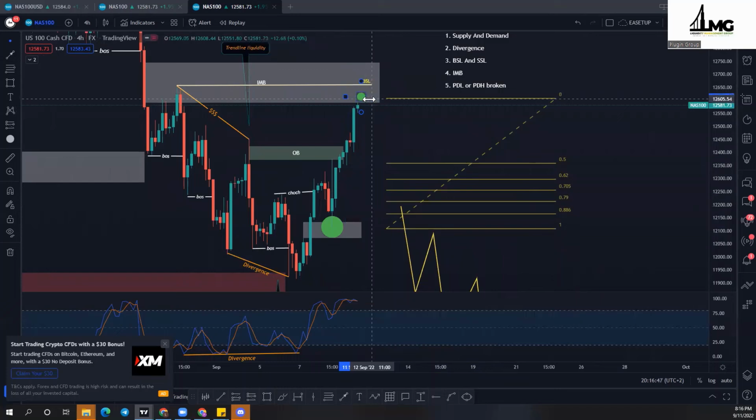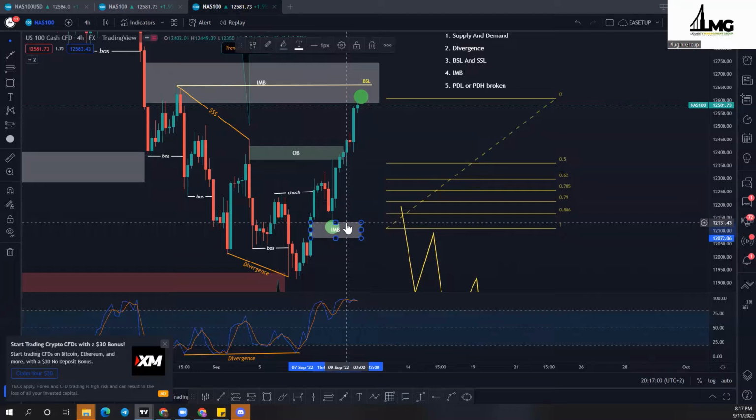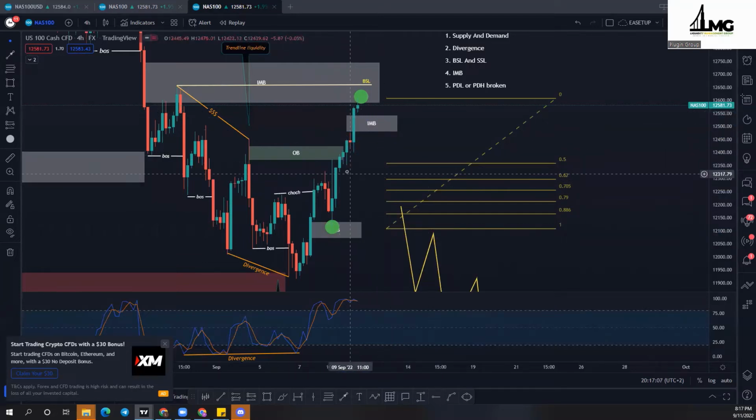Let me just reduce the size of these things. All right, so these are the levels I'll be looking for. As you can see, most of the price here was reimbalanced; we don't have any inefficiency or imbalance in this area. The only imbalance that we have is this one right here. So I'll be looking for price to pull back probably to 50%, at equilibrium right here, before we eventually push to the downside.